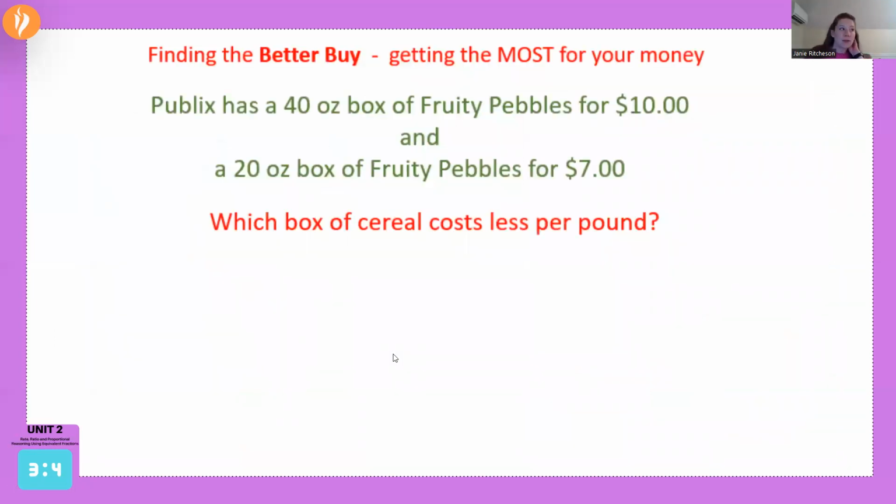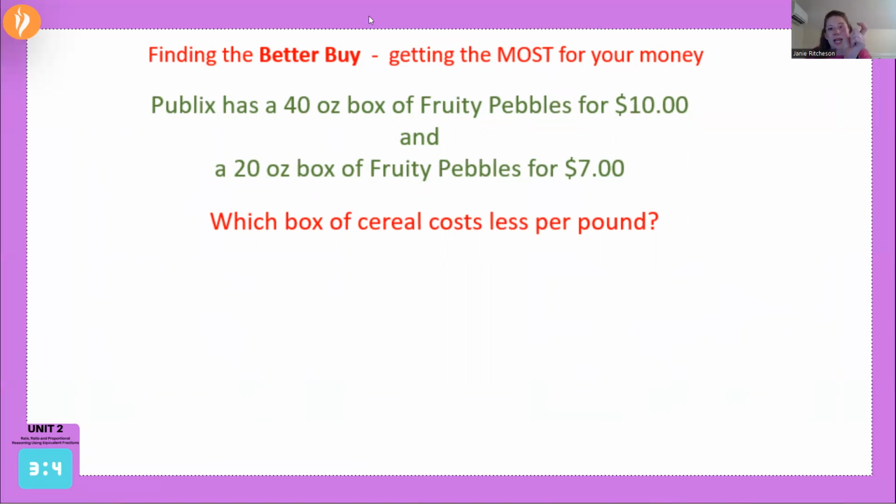So if you go to Publix, you can buy a huge box of Fruity Pebbles or whatever you want, and then you can get a smaller box. So you want to find out which one is going to get me the most for my money. You can always look at the little price tag on the shelves at the grocery store, guys. Almost 100% of the time, it tells you the unit rate. And when I buy groceries, I always look at the unit rate.